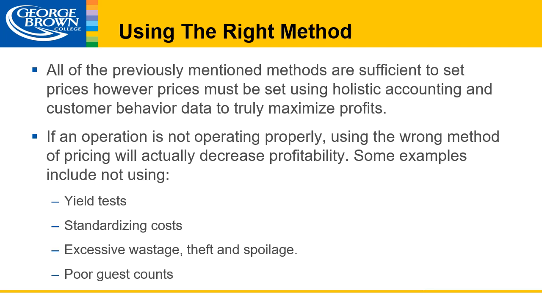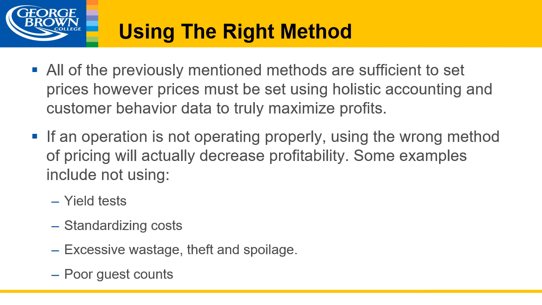Okay, so while all of those previously mentioned pricing methods are sufficient to set prices, we need to be taking into consideration holistic accounting and consumer behavior data to truly maximize profits. So that's taking into consideration costs, but it's also taking into consideration consumer behavior data, which is a combination of competitive as well as appraisals of value. Basically, what we can do is look at what prices the customers are actually paying in our restaurant to make changes to our prices and maximize our profits. And I'm going to show you how to do that in a bit, or the way we do it.